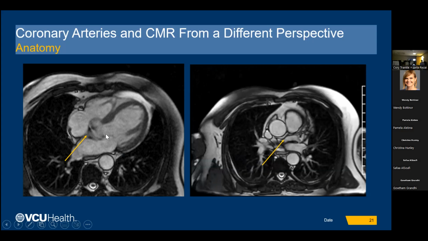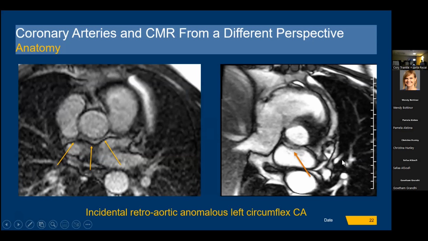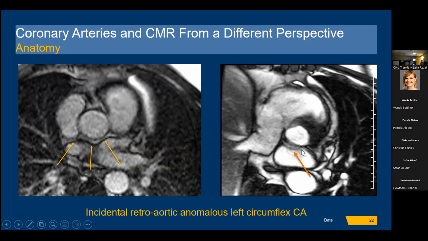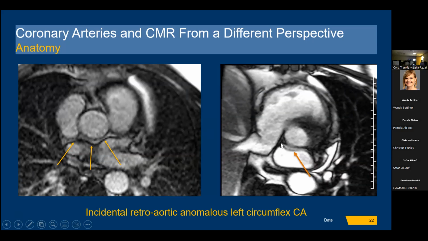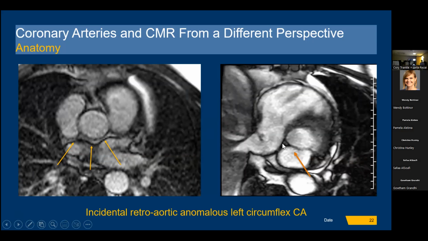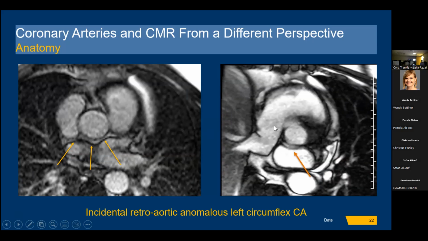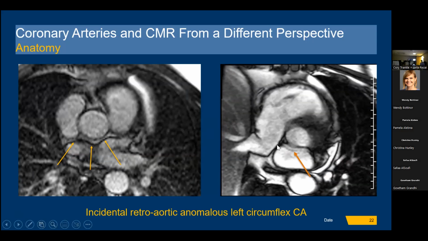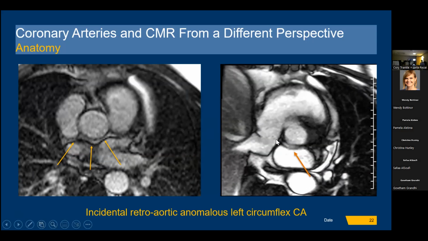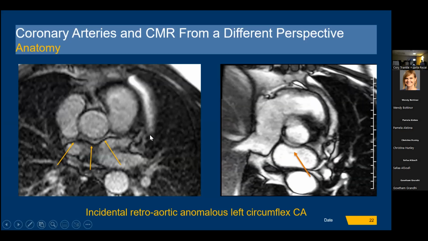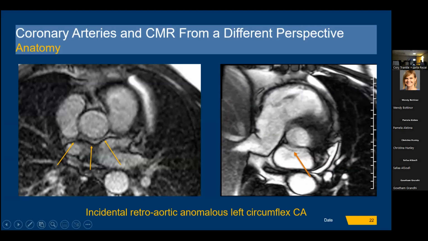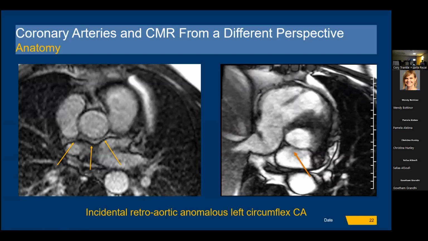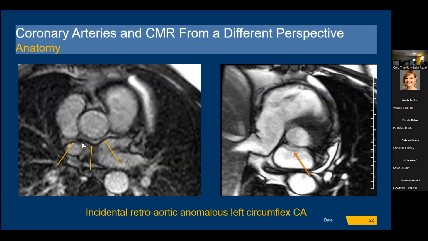Later on, when we were doing the study, we tried to get a little bit more focus using the small field of view cine SSFP, and it turned out to be basically an anomalous left circumflex coronary artery coming from the right and having a retroaortic course. And as we talked about, this is a completely benign finding. So at times, we just incidentally pick up an anomalous coronary artery on a study that is done for a different purpose.